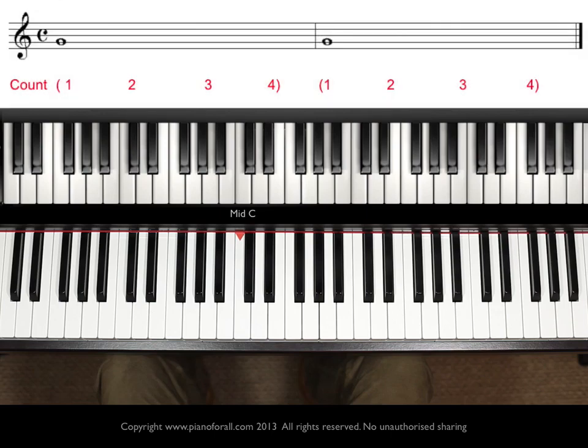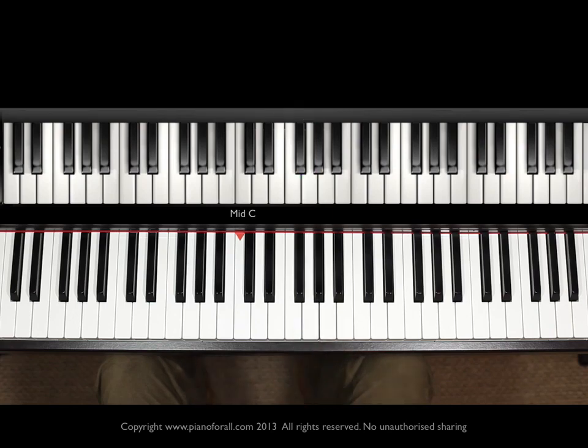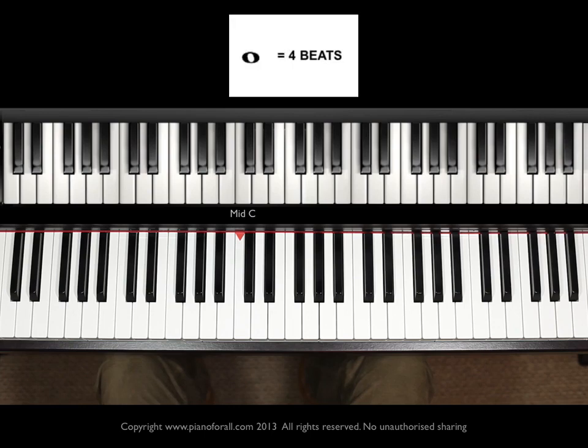Notes can be held for 4 beats. So 1, 2, 3, 4. 1, 2, 3, 4. And the symbol for that is just like a 0. Okay, it's called a semibreve or whole note. Again, don't worry about these technical terms, just memorize the symbol.